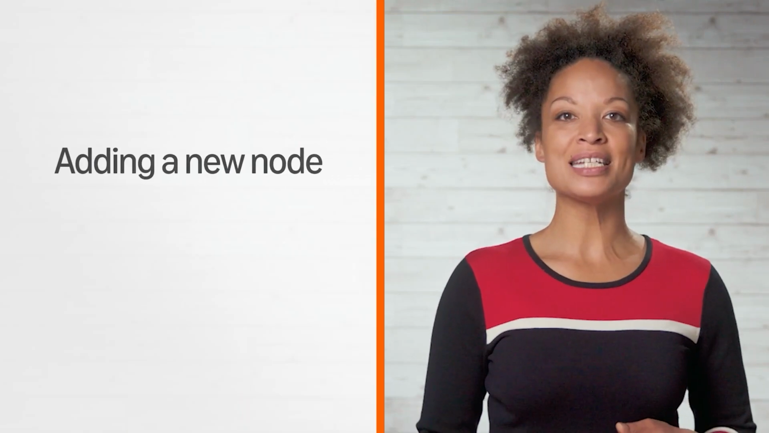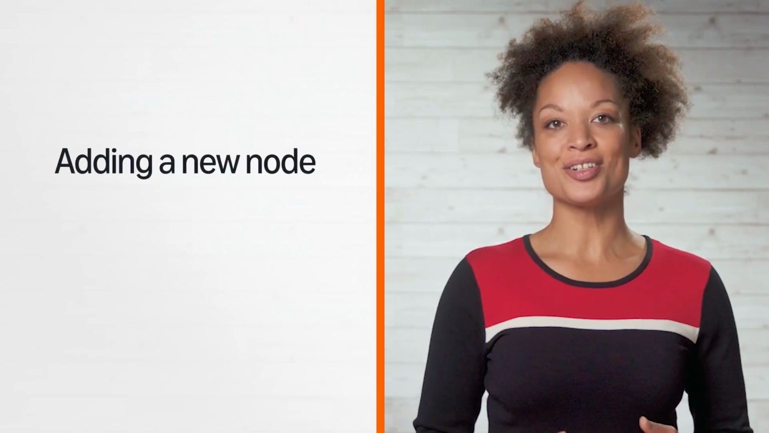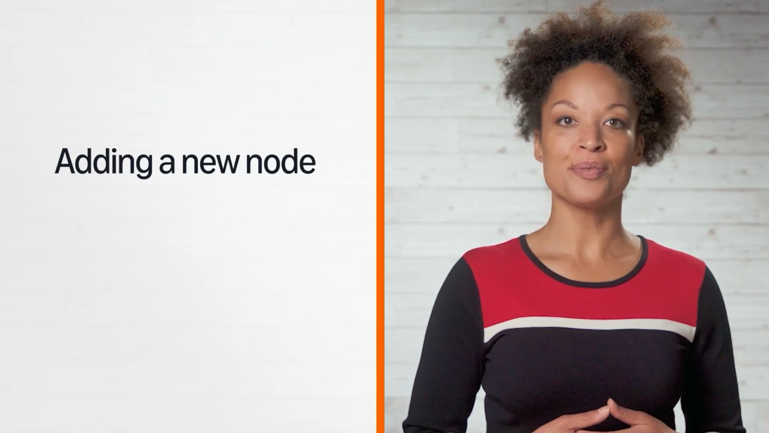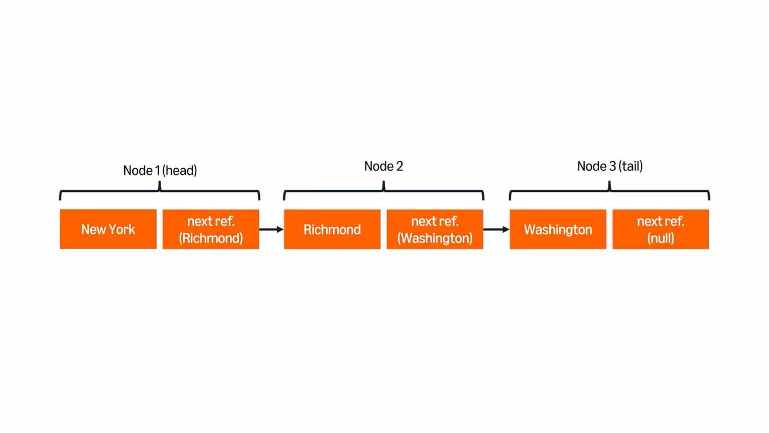Suppose you discover a city you must visit and want to add it to your journey. In a singly linked list, this is like adding a new node. For example, imagine a planned train route that goes from New York to Richmond and then directly to Washington.